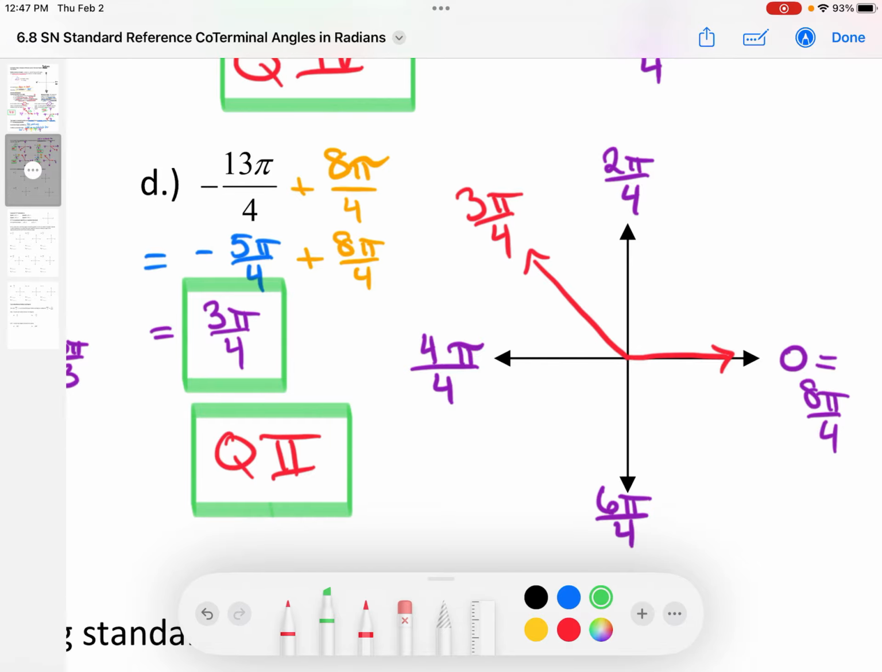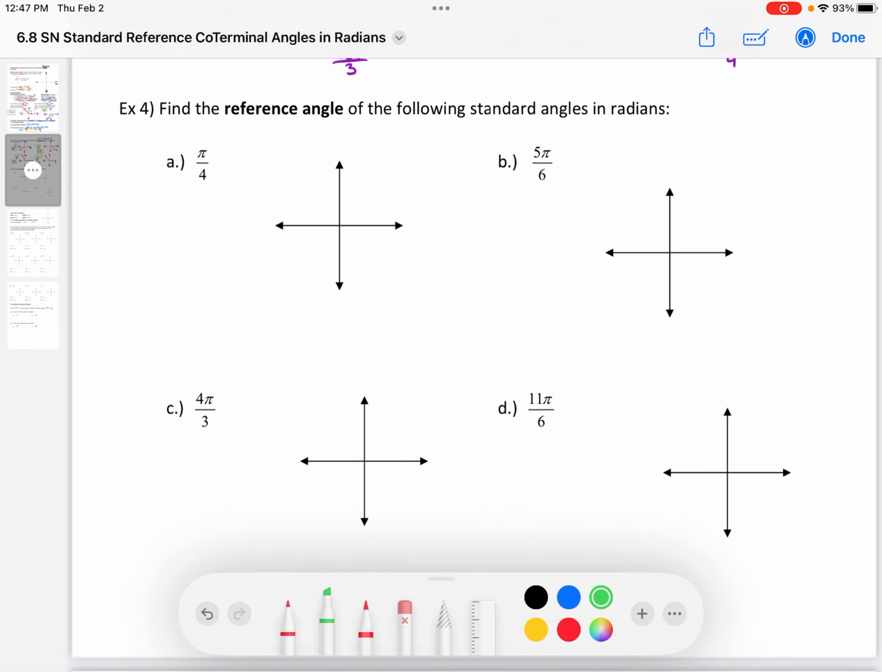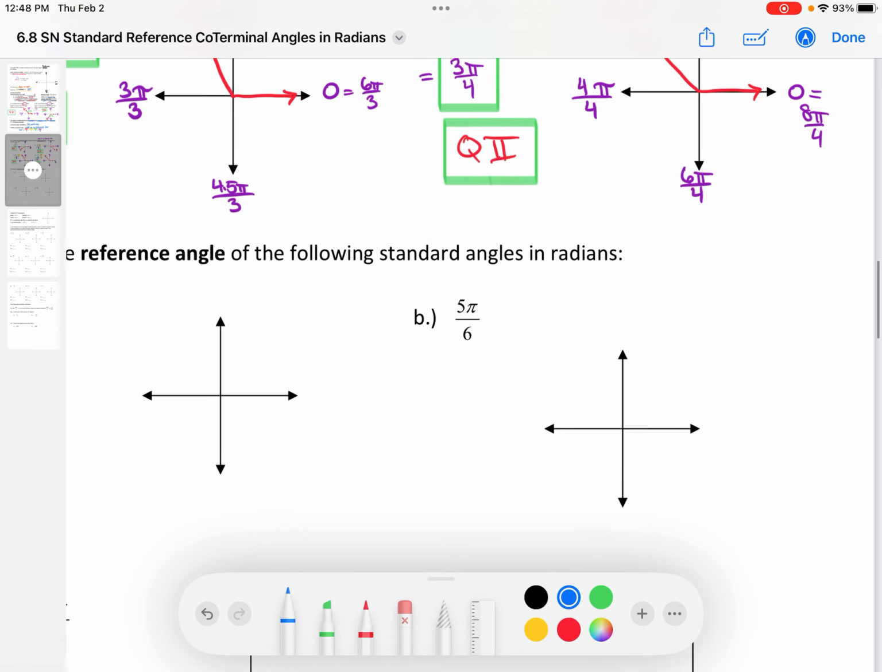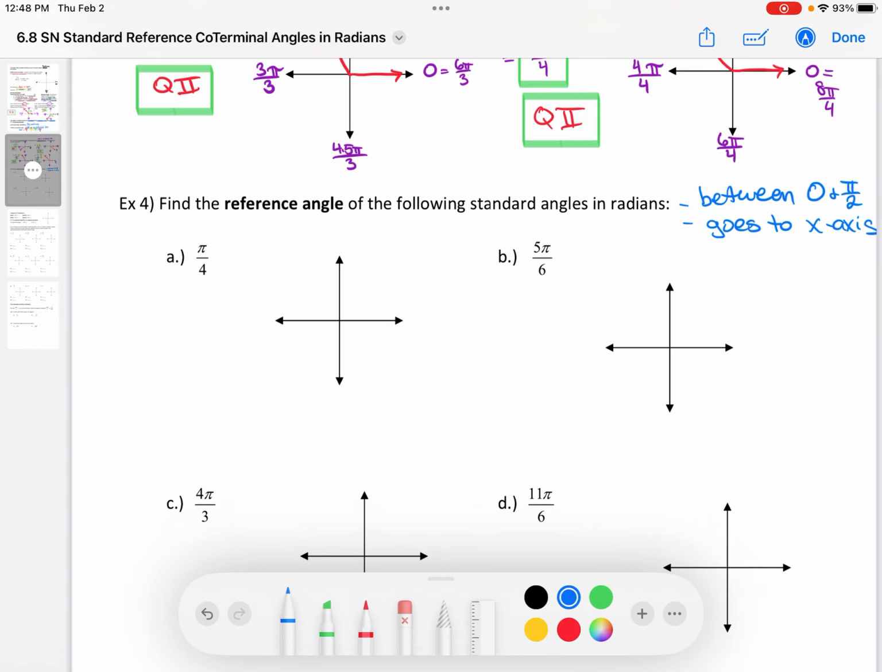Now, let's look at reference angles. Reference angles are positive, right or acute angles. So a reference angle must be between 0 and pi over 2. Okay? And the reference angle goes to the x-axis. So let's look at how this works.